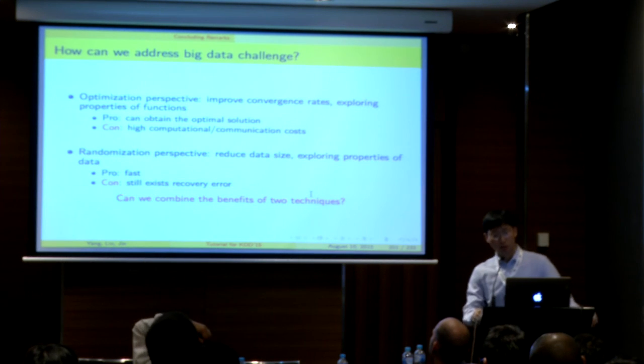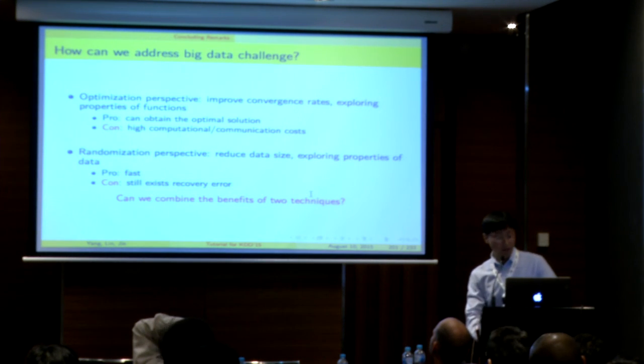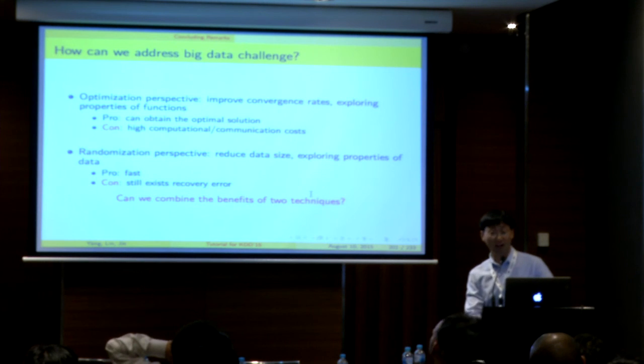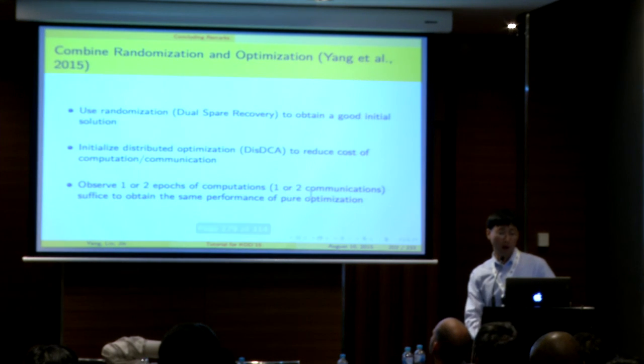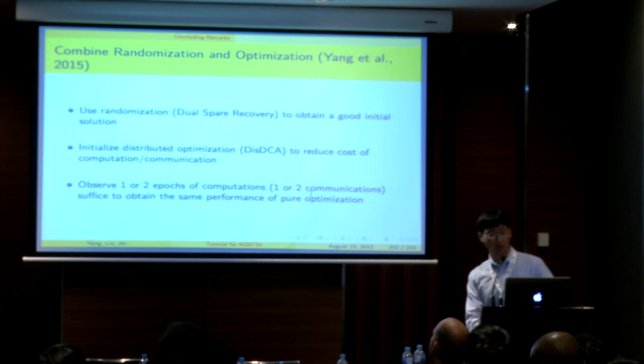So one question we raised here is: can we combine the benefits of the two techniques? Can we enjoy the advantages of the two approaches but not suffer from the disadvantages? In this year's SMA paper, we actually present an approach to do this. We combine the advantages of the randomized approach and the optimization approach. The idea is actually very simple.